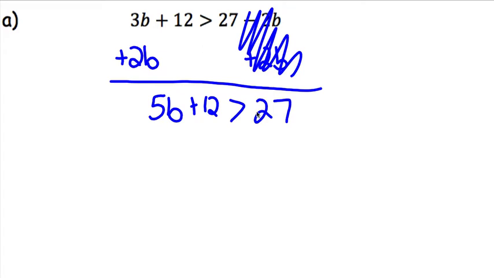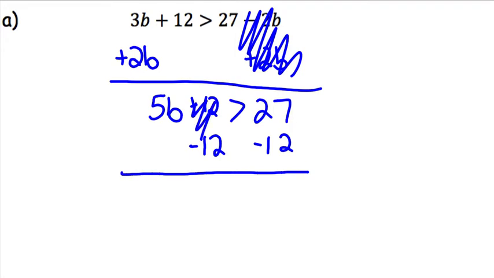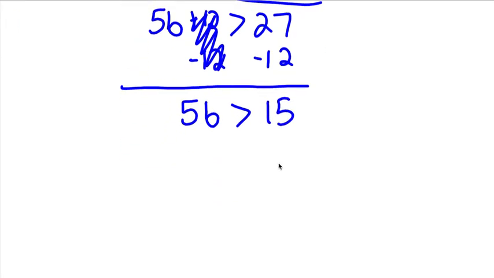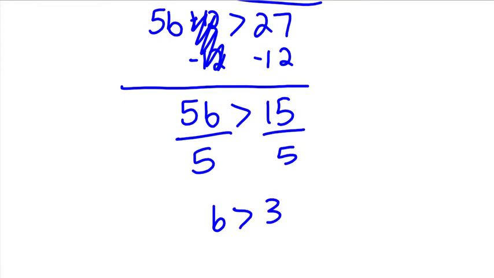Now we move the number with no variable, so that is a 12. So I would do the opposite and subtract 12. Cancel those out. Bring down 5b is greater than 27 minus 12 is 15. So last step, divide both sides by 5. B is greater than 3.